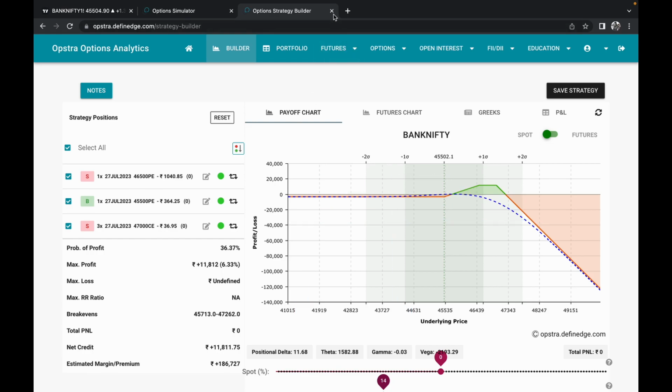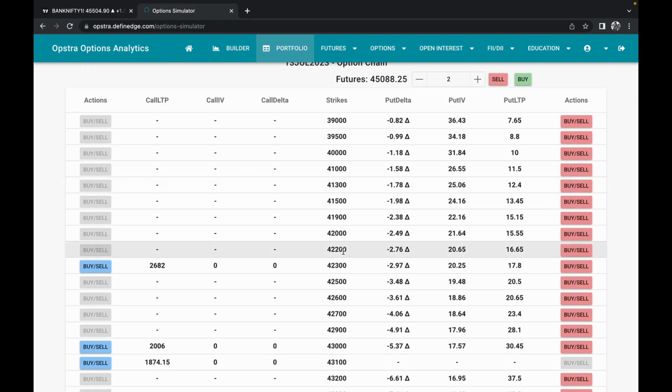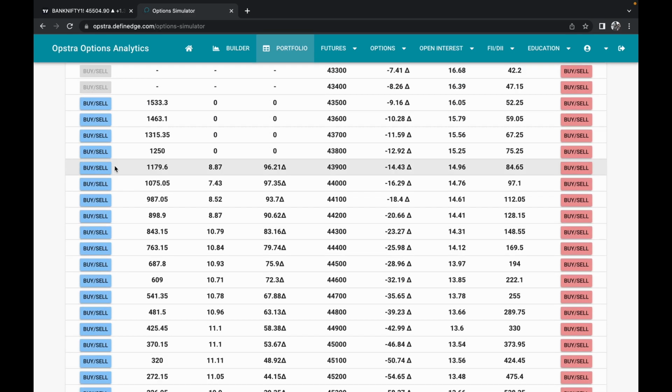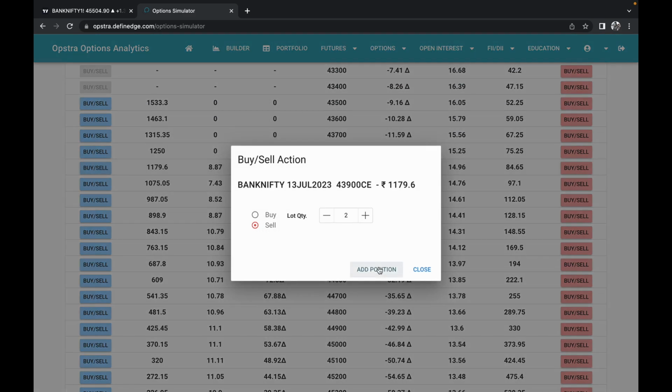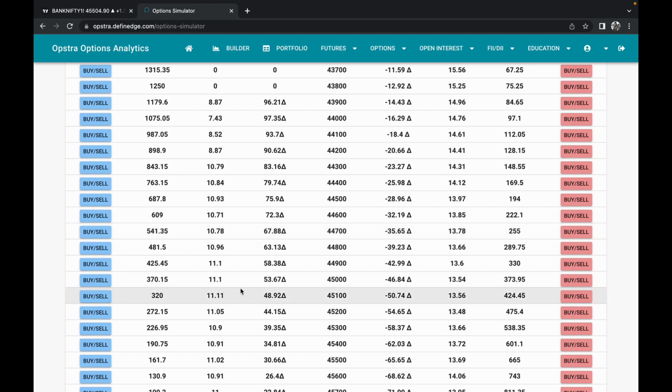Let's move on to the simulator. This is an option simulator, and I already entered all the dates and expiry dates. So let's quickly make the strategy. As my view is very bullish, I'm going to sell call option in the money. So I'm selling 2 lots, going to buy 2 lots at the money.